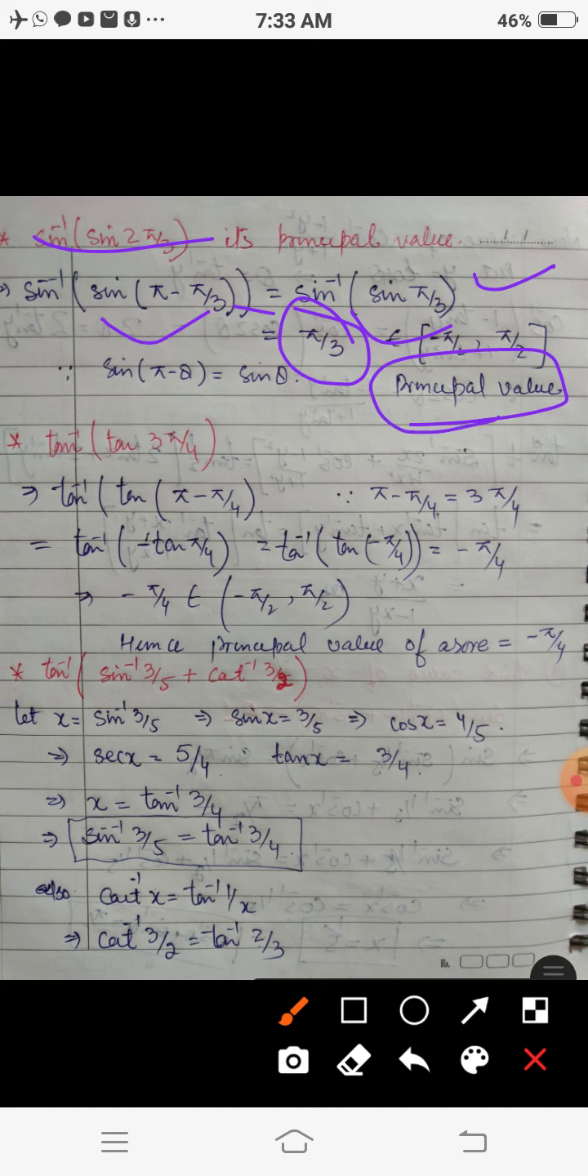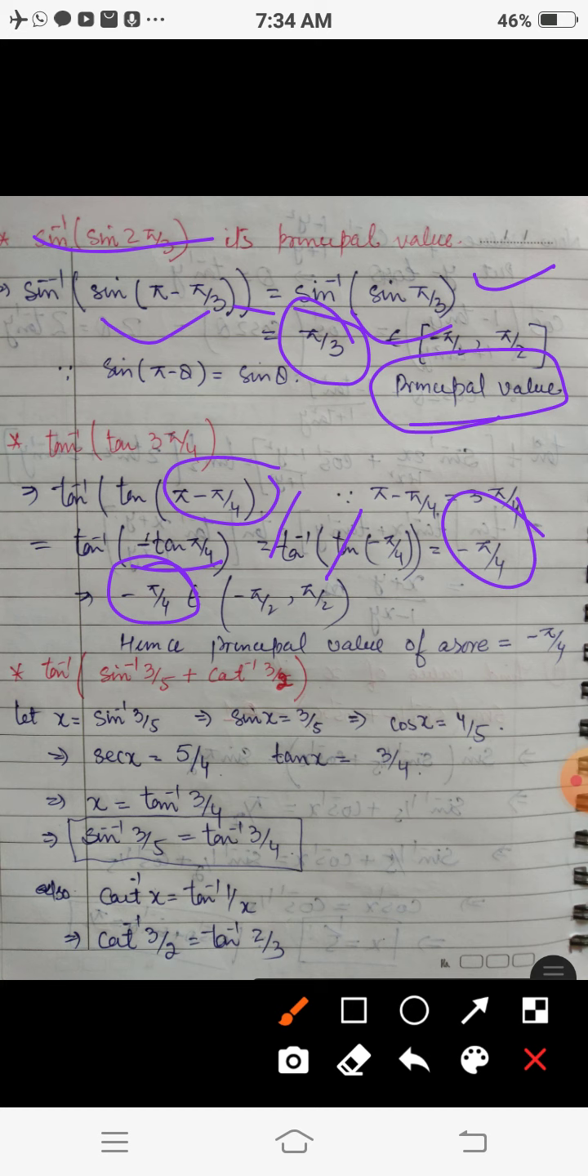Now tan inverse of tan 3 pi by 4. 3 pi by 4 can be written as pi minus pi by 4, and tan of (pi minus pi by 4) is simply minus tan pi by 4. So tan inverse of minus tan pi by 4 is simply tan inverse of tan of minus pi by 4, because tan of minus theta is minus tan theta, so the tans cancel, and it is minus pi by 4. Minus pi by 4 is the required principal value for this. Similarly, we can find tan inverse of sine inverse 3 by 5 plus cot inverse 3 by 2.